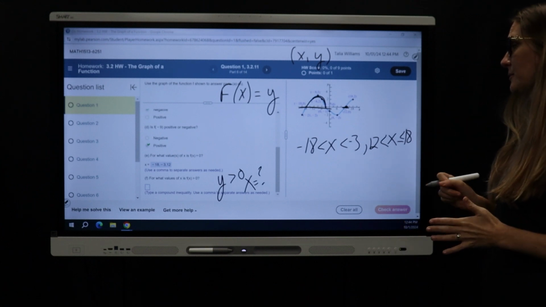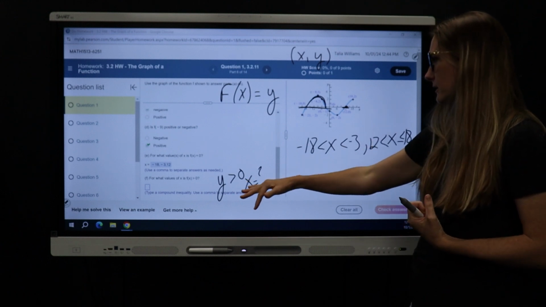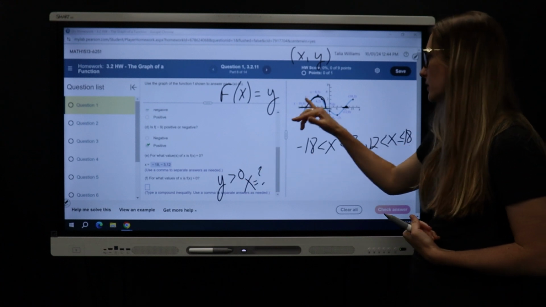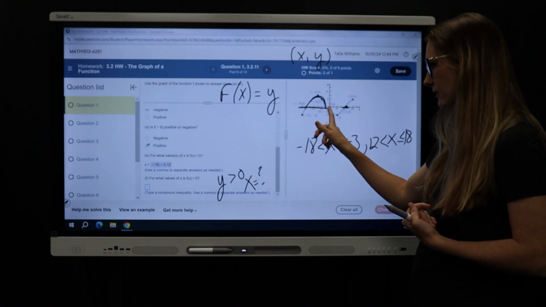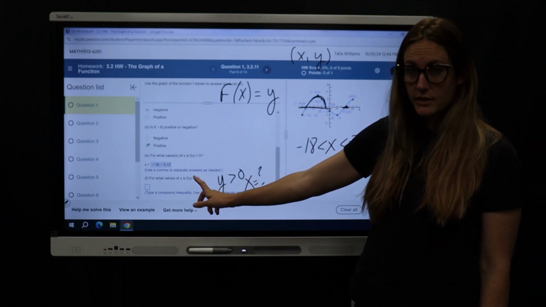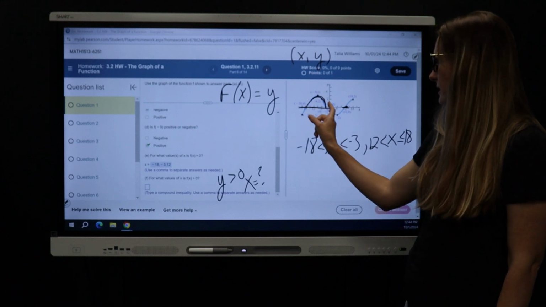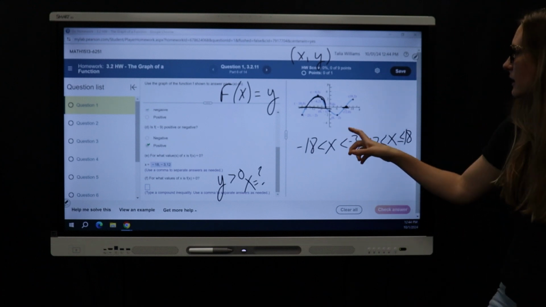I feel like I need to say something more about it because that was a little confusing. So we're looking at where it's over the x-axis. So where is y positive over the x-axis? And we have negative 18 to negative 3. They just have greater than 0. They don't have equal to 0, so we don't put our equal to here. So this section right here is our negative 18 to negative 3, comma.